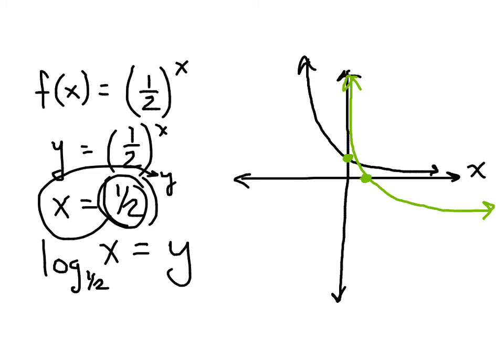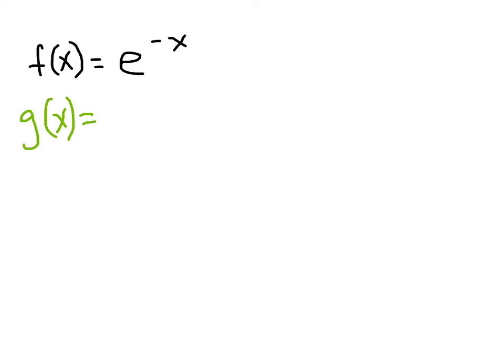So on your test, questions 12 and 13 are like those. Number 19 has f of x equals e to the negative x, and g of x equals e to the negative 5x minus 8.